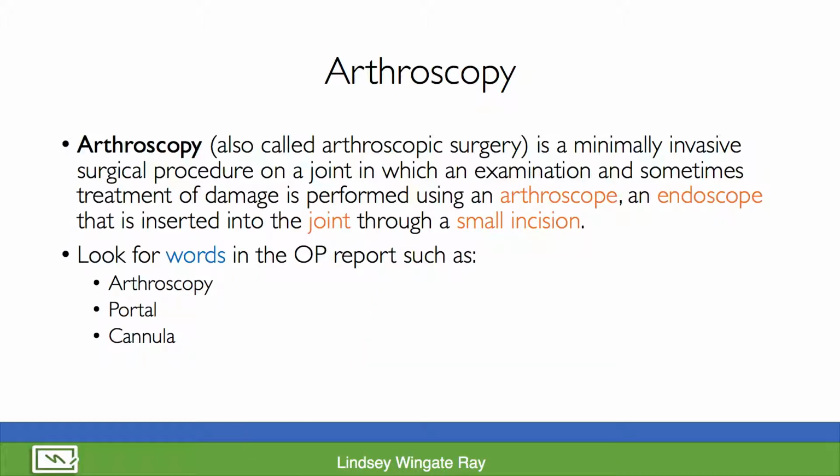Arthroscopy, also called arthroscopic surgery, is a minimally invasive surgical procedure on a joint in which an examination and sometimes treatment of damage is performed using an arthroscope, an endoscope, that goes into the joint through a small incision. Look for words that indicate an arthroscopic procedure was done. These could be words such as arthroscopy, portal, or cannula. A portal is a hole where they are accessing the joint, and a cannula is a tool that is commonly used with arthroscopy. Write these in your book near this section.